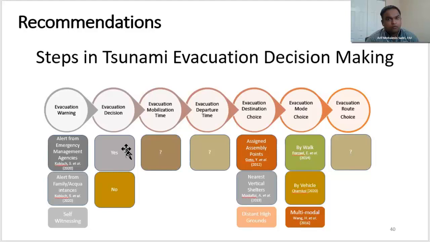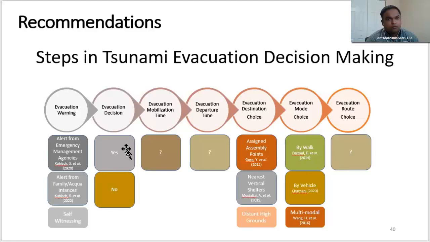And mode choice: once you identify that you're going to go to this tall building, which is probably a few miles away from my home, do I prefer to walk or do I prefer to drive? Do I need special accommodation? These are especially important for special accommodation groups and the elderly population. They need additional care as they evacuate. So these are very important factors for population groups, and we need to really consider that.